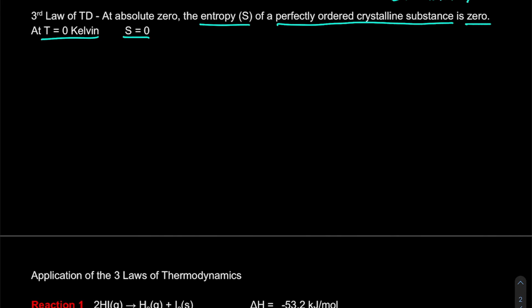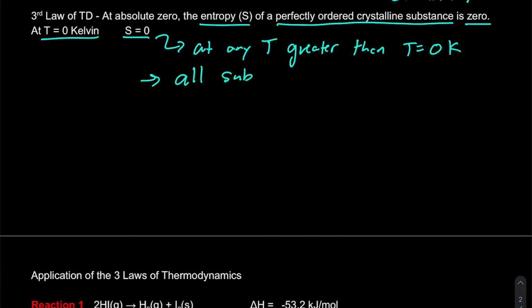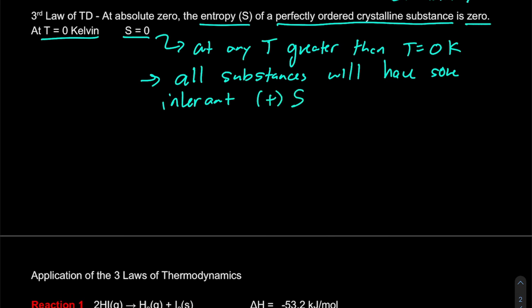Now what does this mean for us in an application here, and why is this important? Well, what this means is that at any temperature greater than 0 Kelvin, all compounds or substances will have some inherent positive entropy value. So we basically now have what we would classify as our sea level.